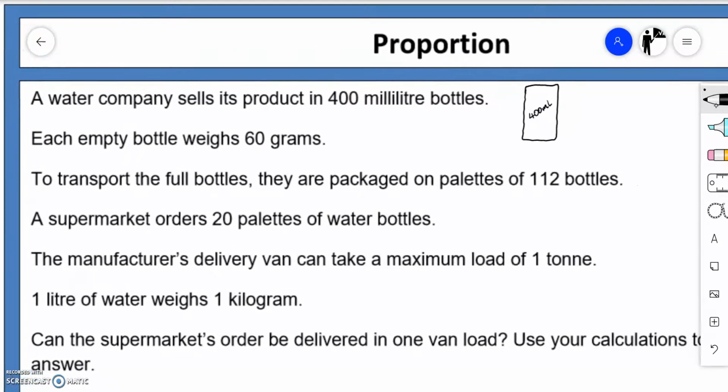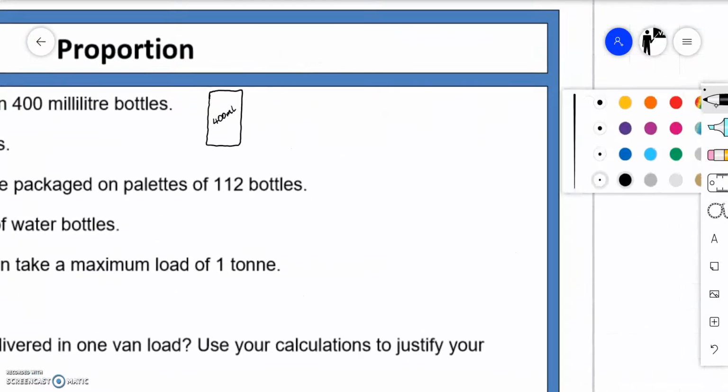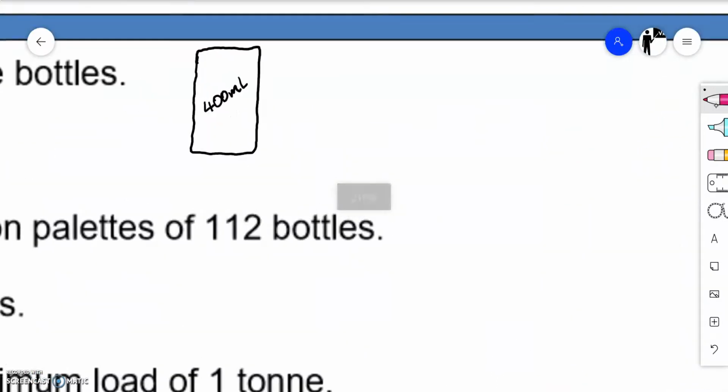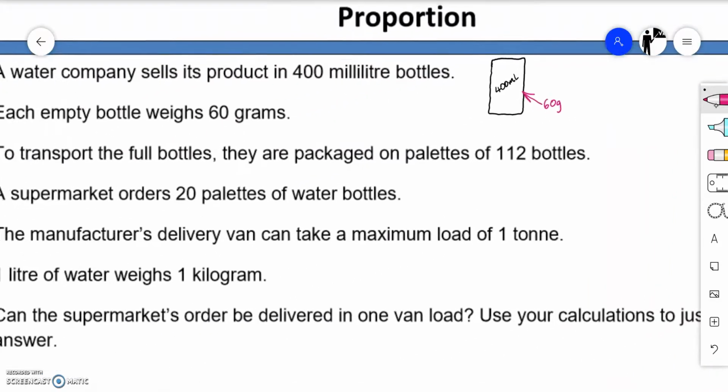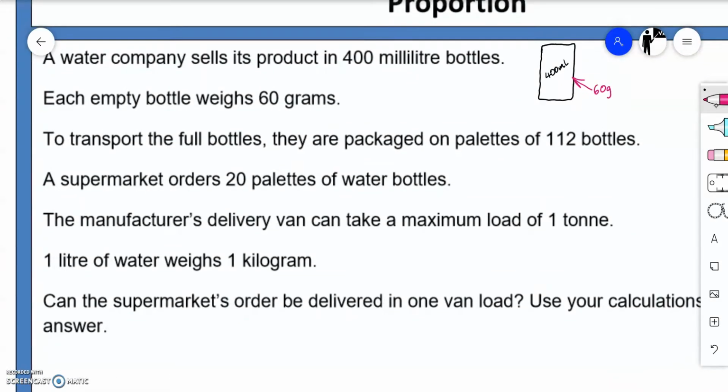Each empty bottle weighs 60 grams. So when this bottle is empty, this weighs 60 grams. But it's obviously not going to be empty, because there is water in it. We're going to use this fact down here that 1 litre of water weighs 1 kilogram.